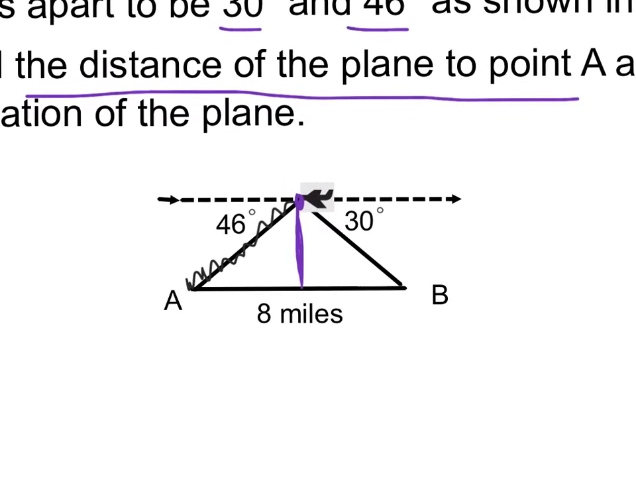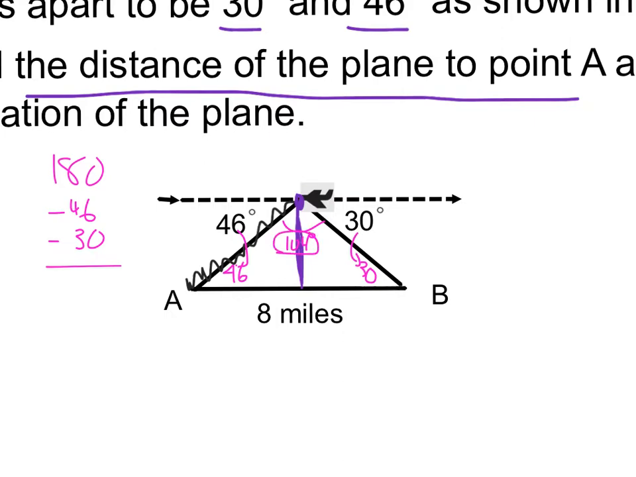Okay, if I've got 46 here, then that means this is going to be 46 here. If this is 30, that means this is going to be 30. So 180 minus 46 minus 30 gives me, I think it's 104. So this angle is 104.